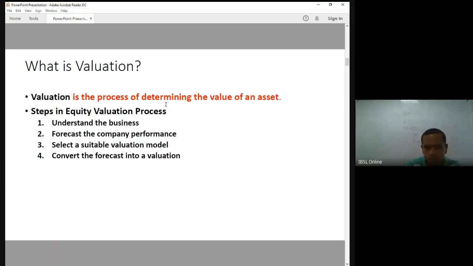Steps in undertaking a valuation process: understand the business. Very important thing. This should be the starting point. You should understand the business. Forecast the company's performance. How is the business faring? Forecast in the future what is expected. Select a suitable valuation model. Convert the forecast into a valuation.